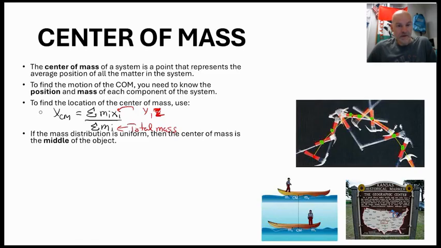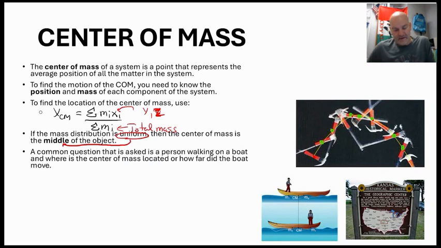Now, this is important. If the problem says uniform distribution, the center of mass is going to be right in the middle. The only time it would potentially be different is, let's say, a baseball bat, where more of the mass is towards the barrel of the bat versus the handle of the bat.